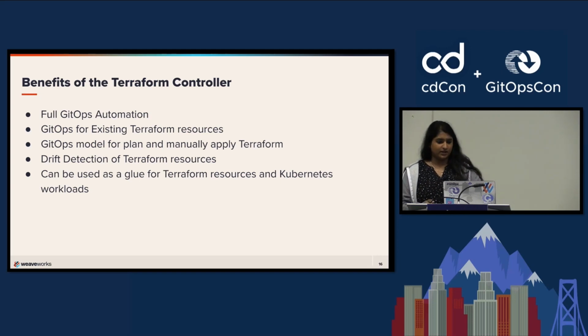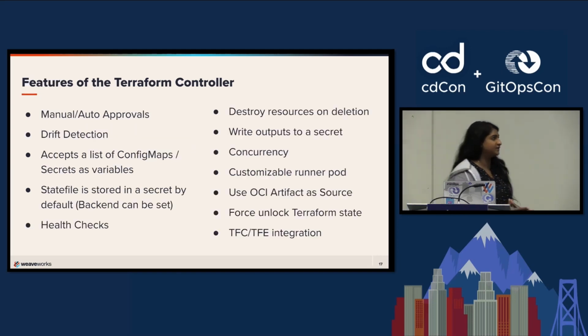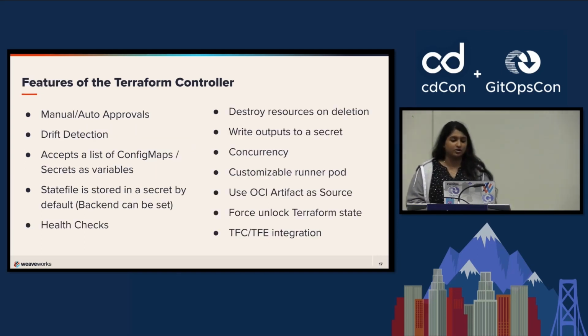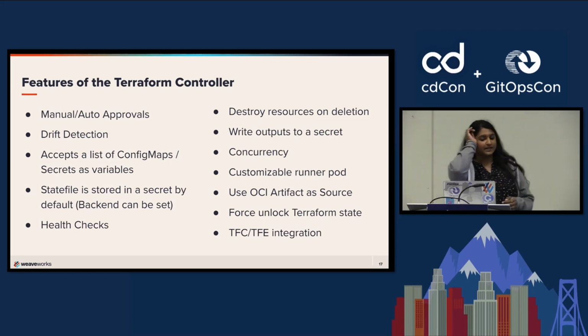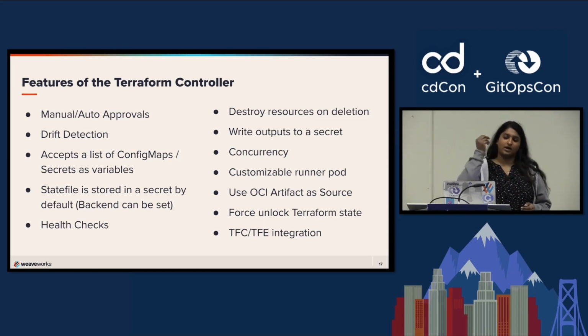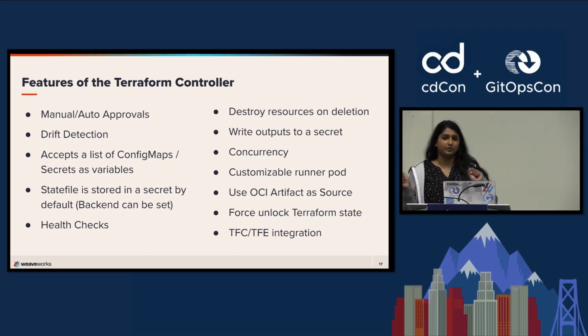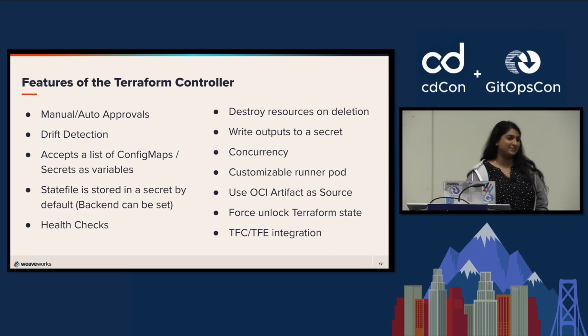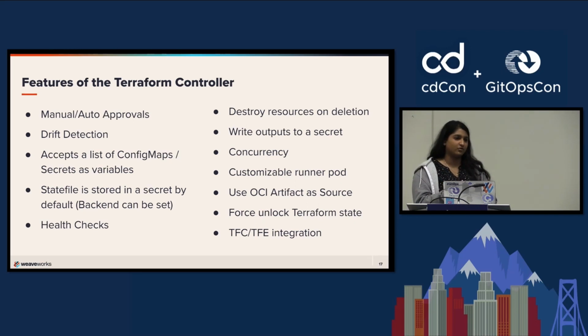And so the features I want to mention for the Terraform controller, and it's really a growing project, so new features are always being added to it as well. But like I said, you can set it up to do manual and auto approvals. And what you can do with that is you can set it up to output your plan as a config map, in human readable form. So you can actually see it with the pluses and minuses that y'all are familiar with from Terraform.